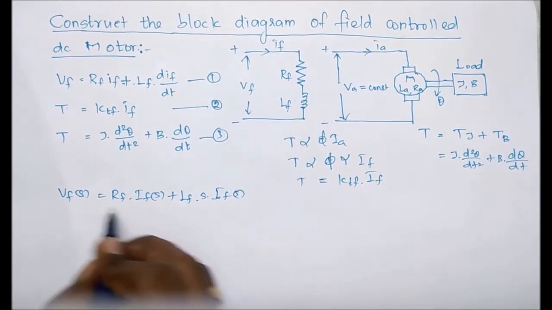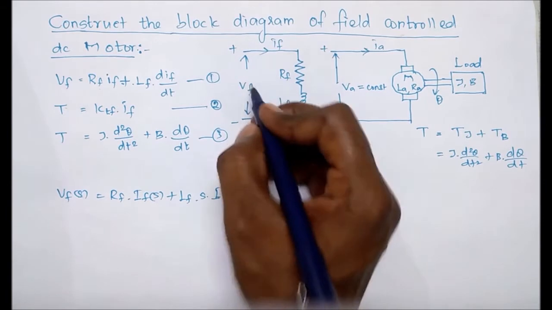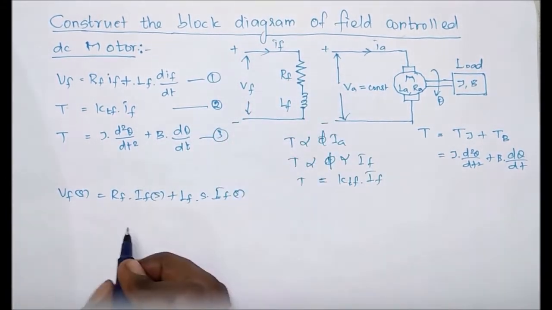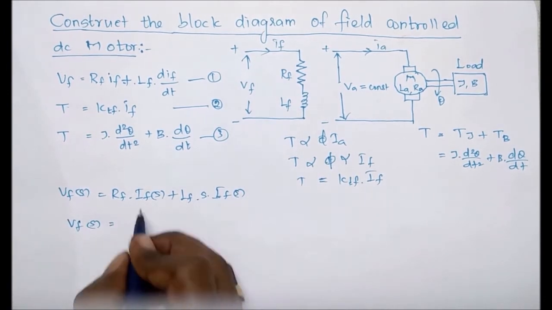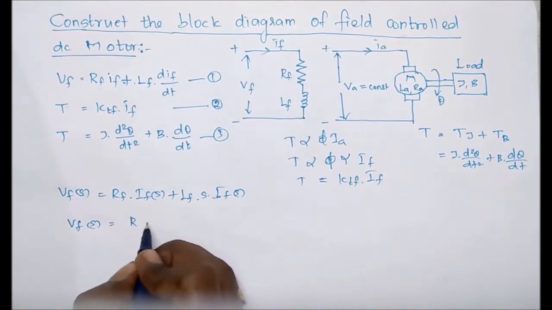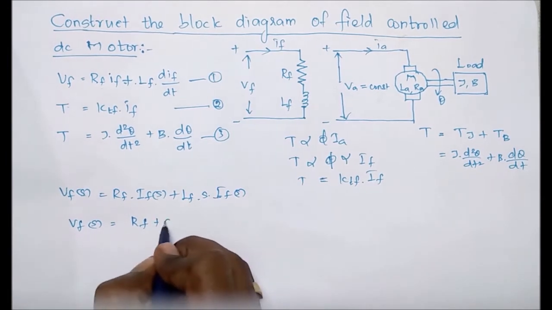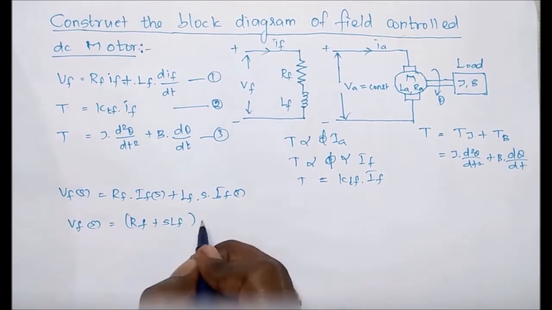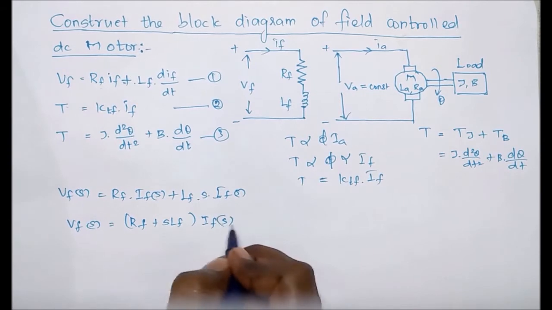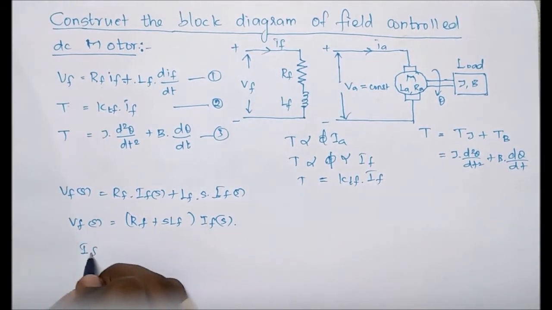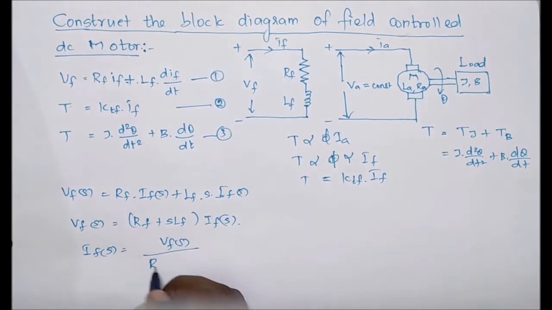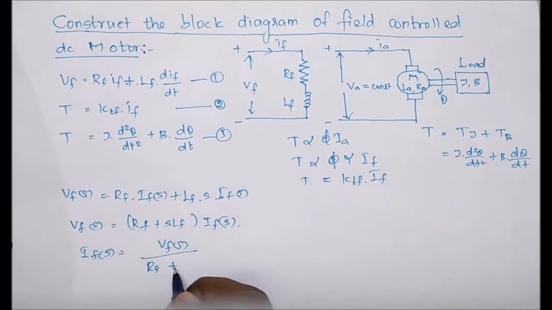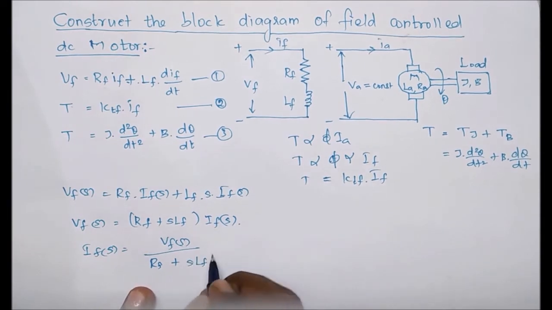Next, in this system Vf is the input voltage. Therefore, Vf of S equals, taking If of S common from these two terms, Rf plus S Lf into If of S. So now If of S equals Vf of S divided by Rf plus S into Lf.